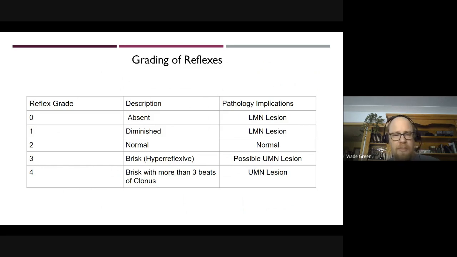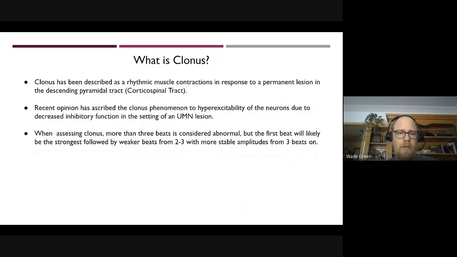So grade 3 is brisk or hyperreflexive, a possibility of an upper motor neuron lesion. And then ultimately, grade 4 is a brisk reflex with more than 3 beats of clonus, and is indicative of an upper motor neuron lesion. I don't think we have any questions about that because we've talked about it plenty of times, but in the event that it's still not clear, let me know. Okay, so what about clonus?